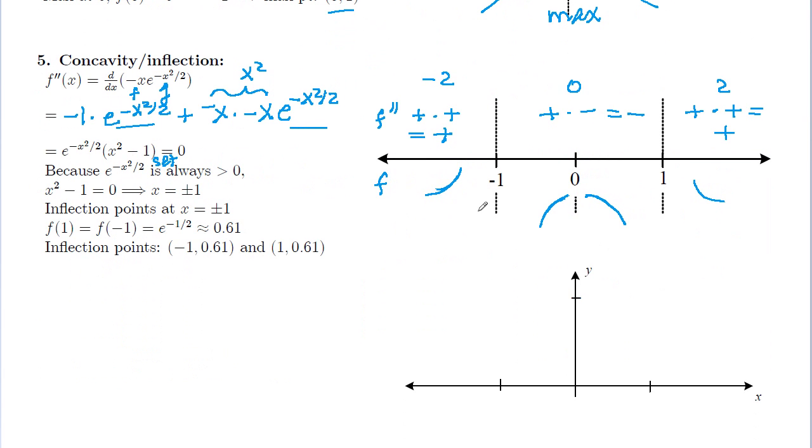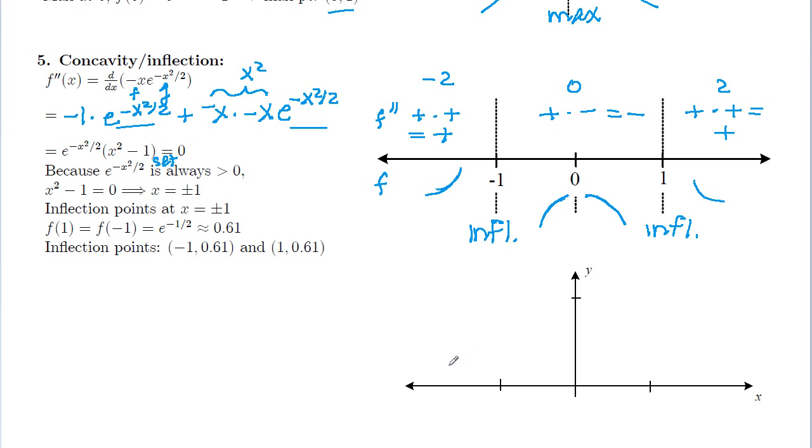And notice here that our concavity changes from concave up to concave down. So inflection point here. And then concave down to concave up, we've got another inflection point. Inflection at -1 and another at 1. So we need those y values, so f of 1 and f of -1. 1 squared or -1 squared, they both give e to the -1/2 as an exponent, which is about 0.61. So our inflection points are going to be -1, 0.61, and +1, 0.61.